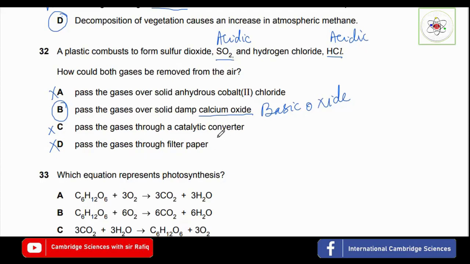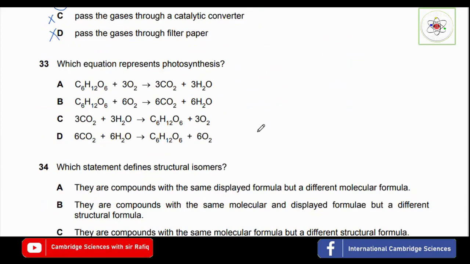Which equation represents photosynthesis? It's very simple. Carbon dioxide and water react. So this is the correct option, where 6 moles of carbon dioxide react with 6 moles of water to produce 1 mole of glucose and 6 moles of oxygen. So these three options are incorrect. First of all, the first two are respiration, and C is not a correctly balanced equation.